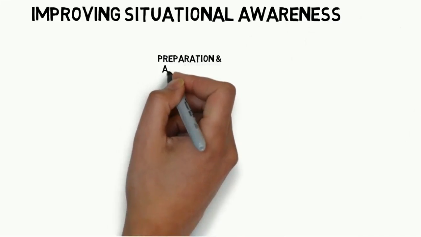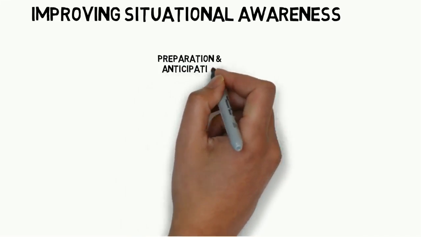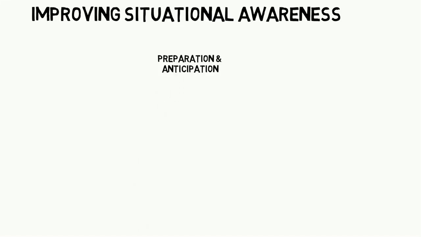The first step is preparation and anticipation. In this, we define and plan our priorities for each phase of flight. We plan ahead, we compare the scenarios with training, we brief expected situations, we do the pre-flight. So, we plan the flight and fly the plan.